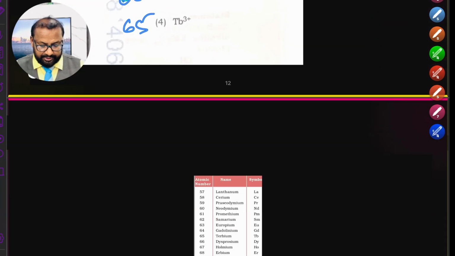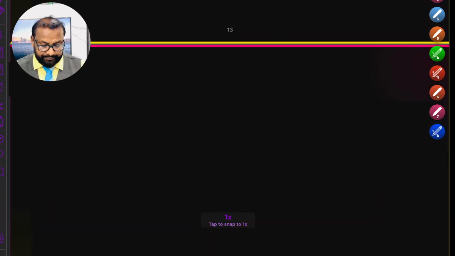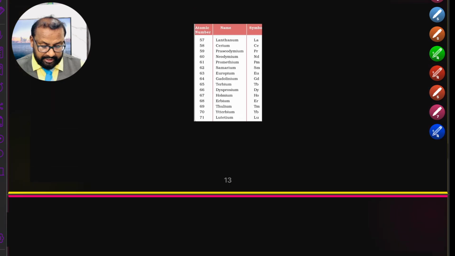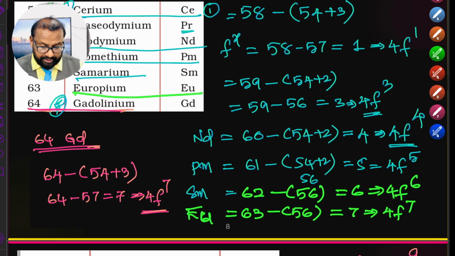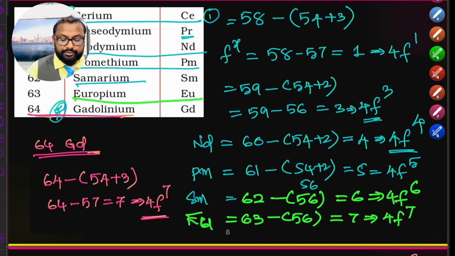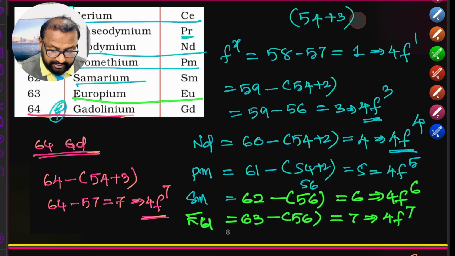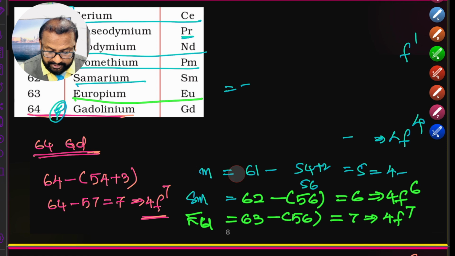Let us see here. We will come back to here. So ions configuration, how do I do it? I will do it again here only. Let me erase it and I will do it here.